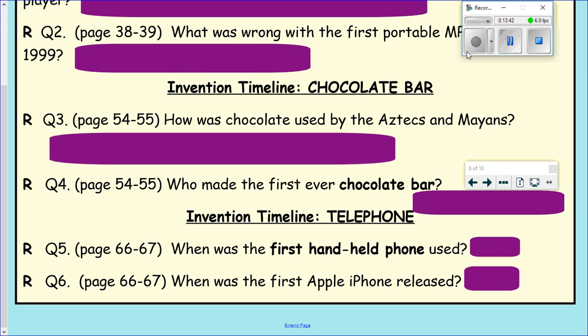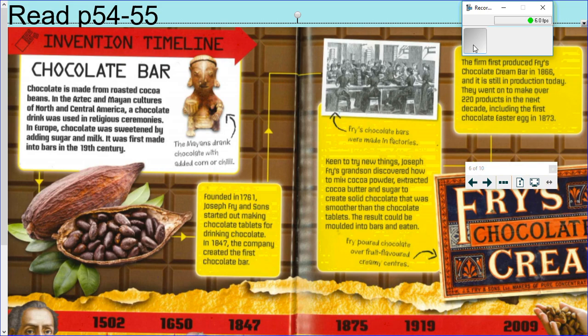Okay, on to the chocolate bar. On question number 3, on page 54 to 55, how was chocolate used by the Aztecs and Mayans? Again, you can use the Aztecs and Mayans to help you find where this information is going to be. Okay, here we go. On this page, we have got that information. So how did the Aztecs and Mayans use chocolate?